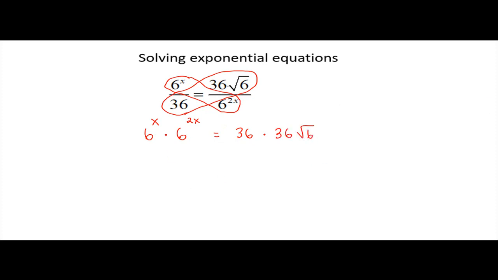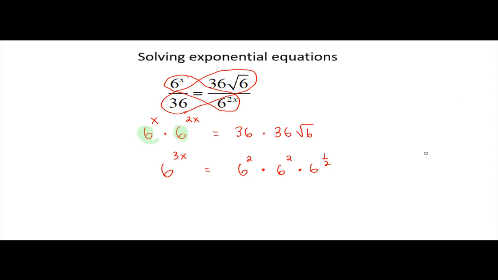Okay? So now that we have the same base on the left side here, I can add the exponents on the left side. So I get 6 to the 3x power. On the right side here, I think it's obvious that we're going to use 6 as the same base, so I'm going to change this 36 to 6 to the second power. This 36 is also going to become 6 to the second power. Now 6 square root of 6 is going to become 6 times 6 to the 1/2, right?